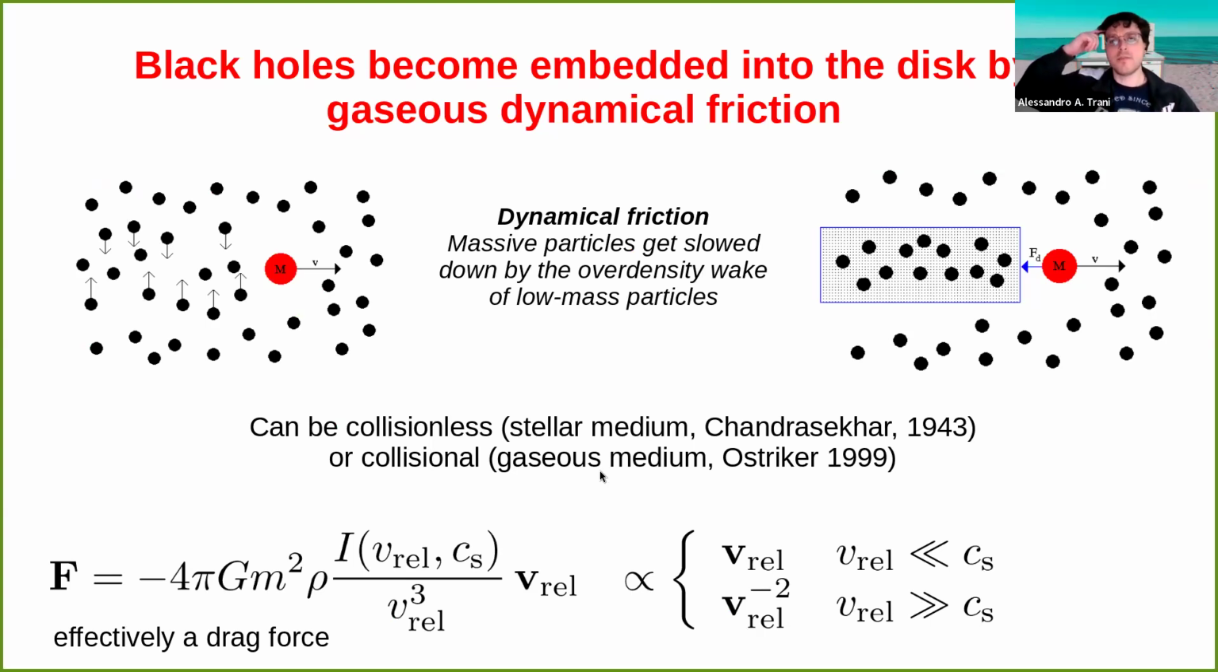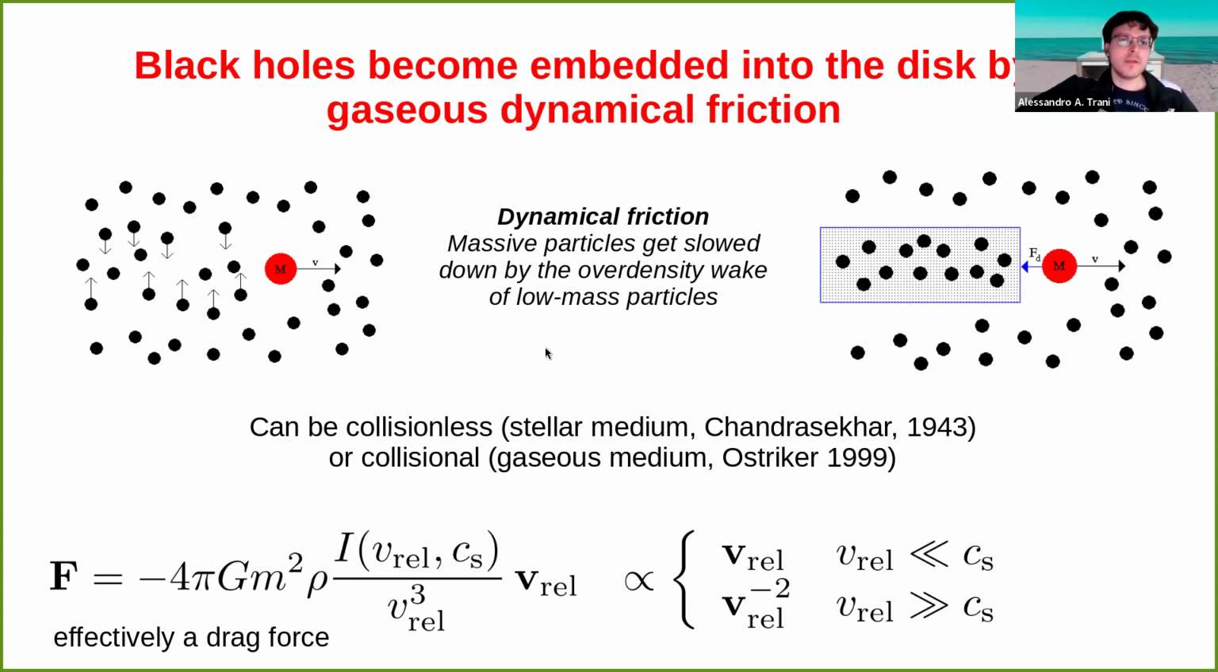This is a process that was first studied by Chandrasekhar, and it's basically an effect of a massive particle that is moving across a medium of less massive particles. It can be described as a drag force experienced by the massive particle due to the fact that as it moves, there is an over-density wake that forms behind it. And this over-density tends to slow down the massive particle by gravitation.